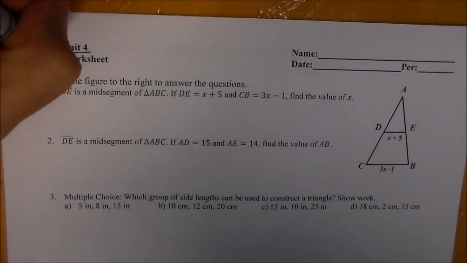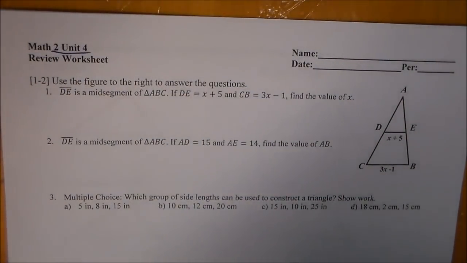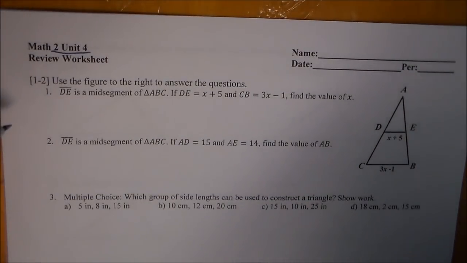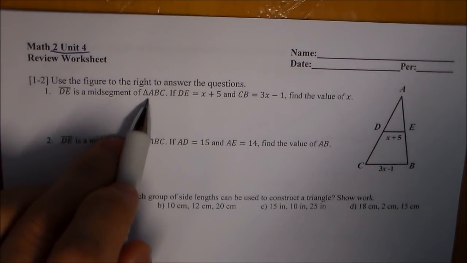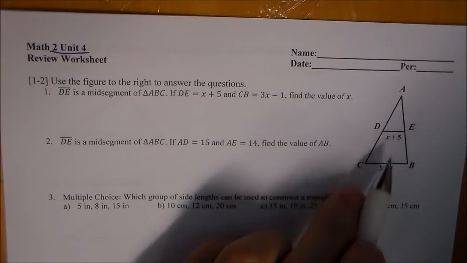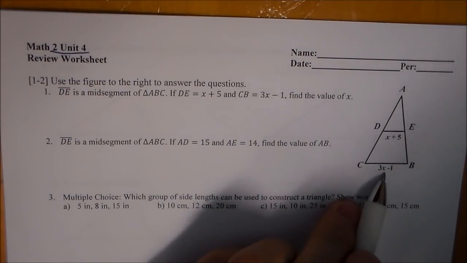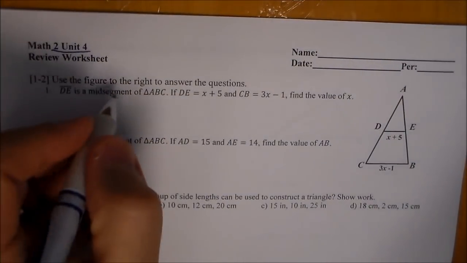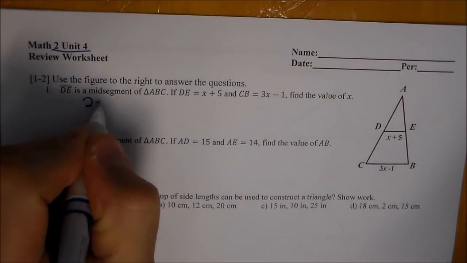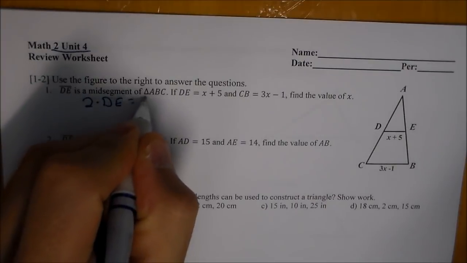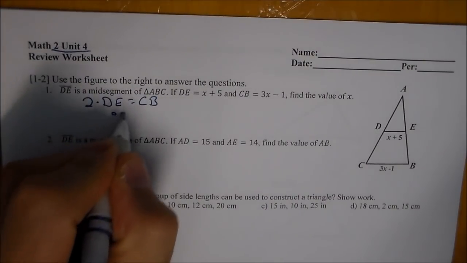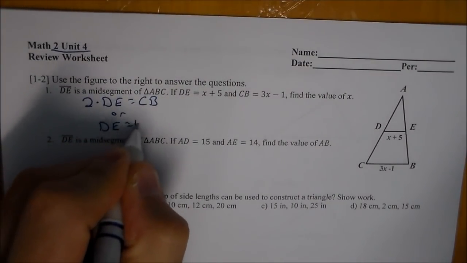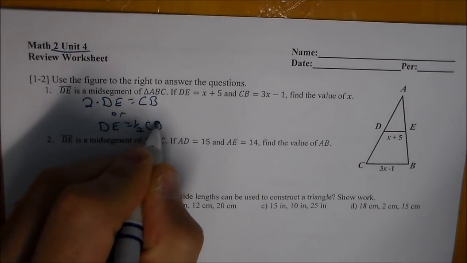So we're looking at the Math 2 Unit 4 review worksheet. First problem that we have, we're looking at DE being a mid-segment of triangle ABC. So we have DE as x plus 5 and CB as 3x minus 1. Now we don't want to set these two equal to each other because it's a mid-segment. So what this means is that 2 times DE is equal to CB, or that DE is 1/2 of CB.